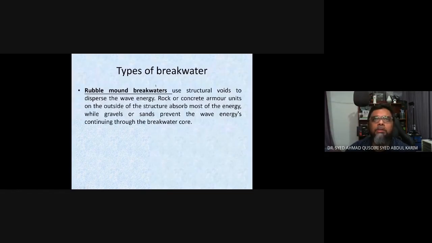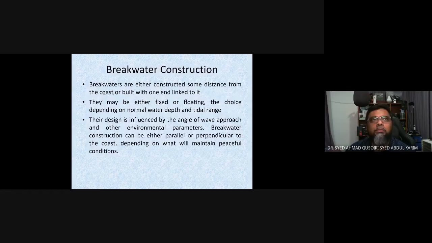And then we have rubble mound breakwater. Rock or concrete armor units on the outside of the structure absorb the energy while gravel and sand prevent the wave energy continuing to the core. So breakwater is usually constructed some distance from the coast. So dia jauh daripada pantai. So it's either fixed or floating type. Ada floating type lagi. And then design is influenced by angle of wave approach, and other parameters.